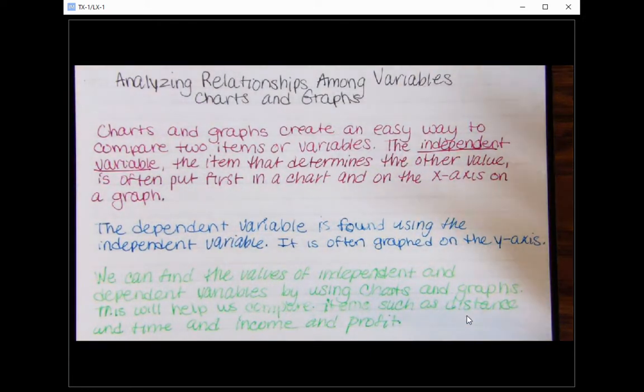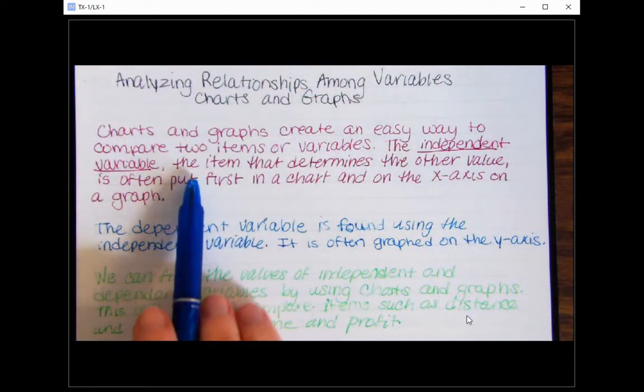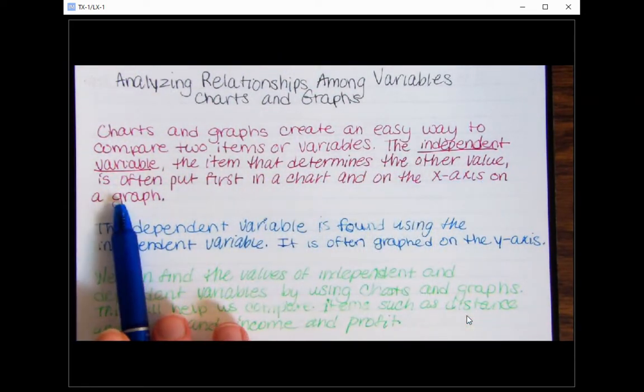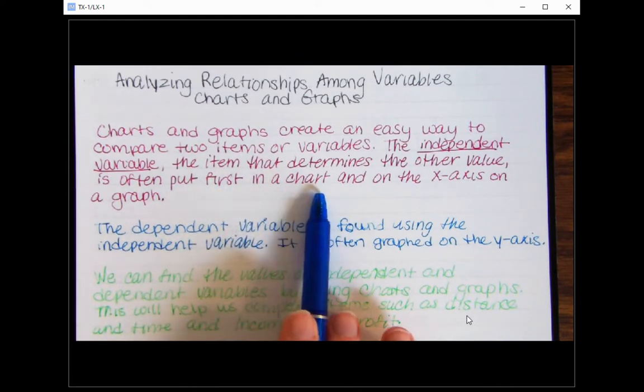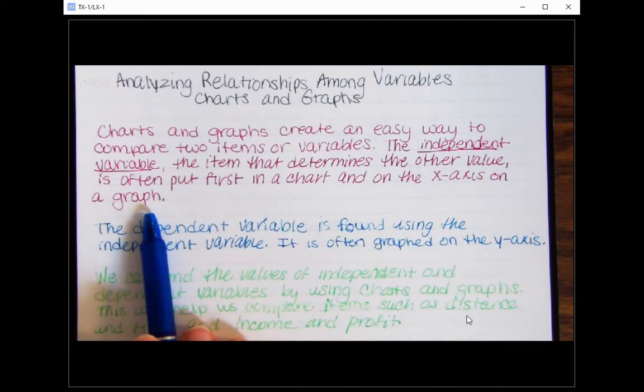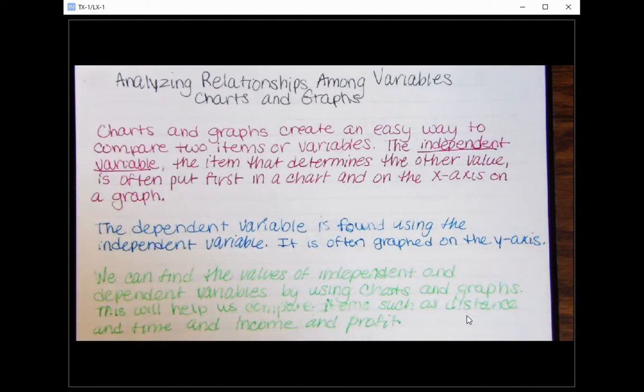Something that you're going to see in math and also in science class are things called the independent and the dependent variable. Again, big words, let's break them down. The independent variable is the item that determines the other value and is often put first in a chart and on the x axis of a graph. So, if you are doing our experiment, which was the amount of words in a specific amount of time, that amount of time determines how many words you were able to write down. So, the independent variable in that case would be the time.